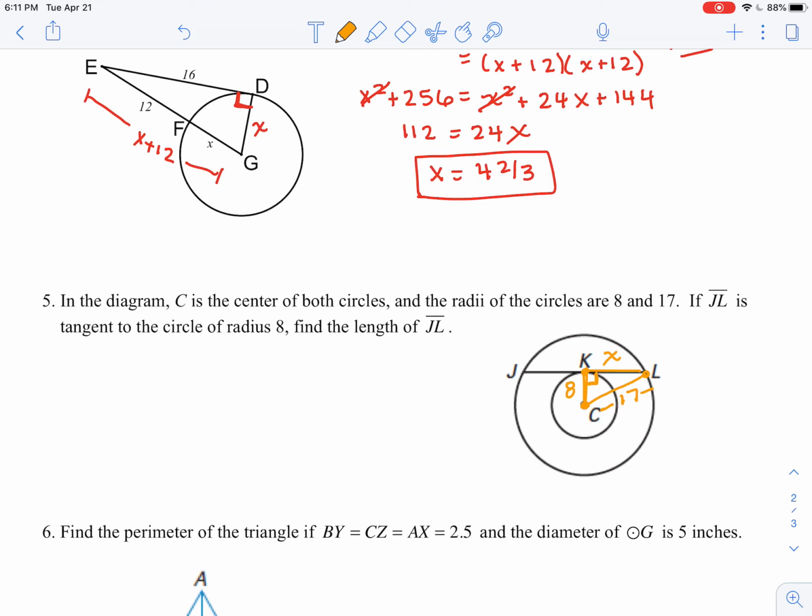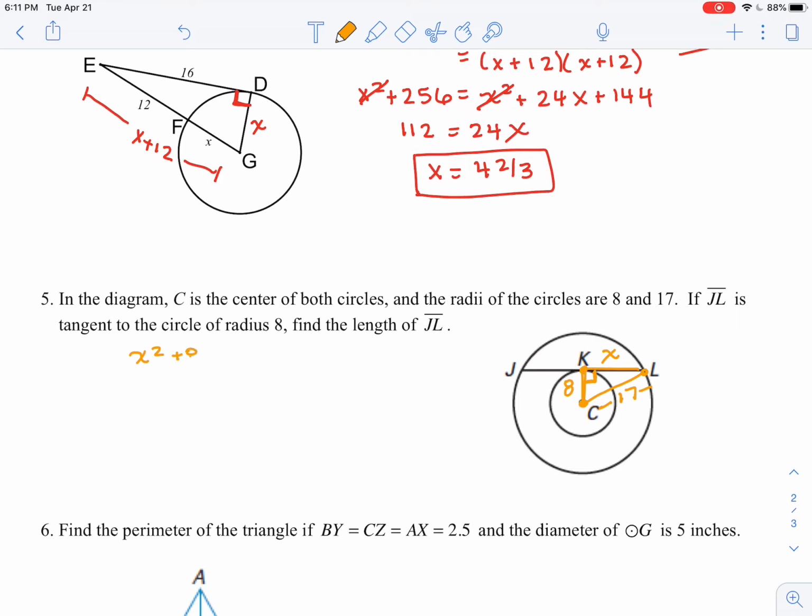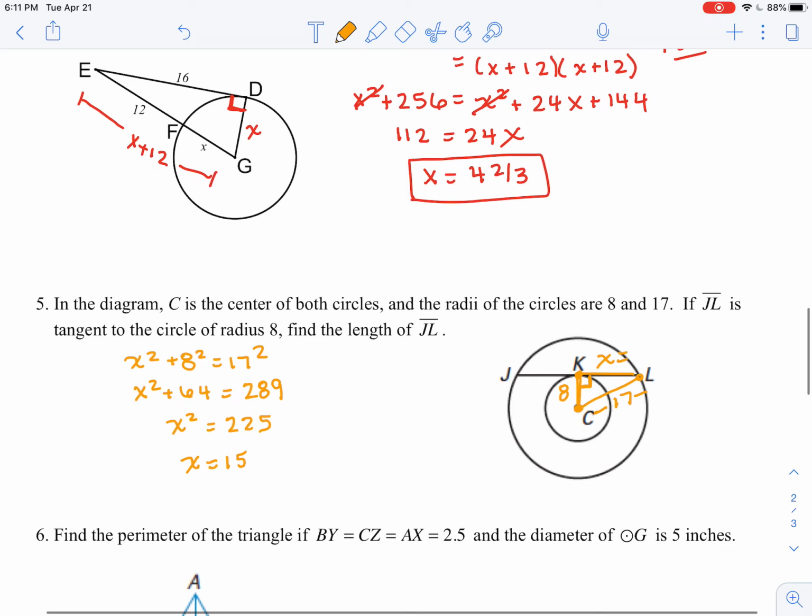Using Pythagorean theorem again, I can solve for the length of the missing leg. So x squared plus 8 squared equals 17 squared. 8 squared is 64. 17 squared is 289. When we subtract 64 from both sides, x squared should equal 225. And the square root of 225 is 15. So the last side of this triangle is 15 units long.